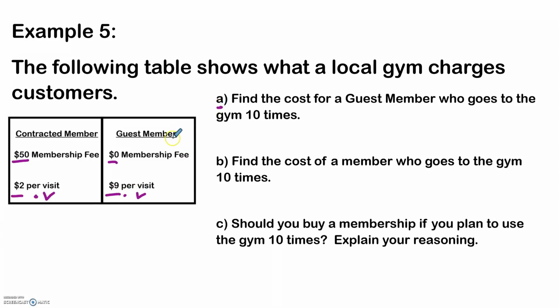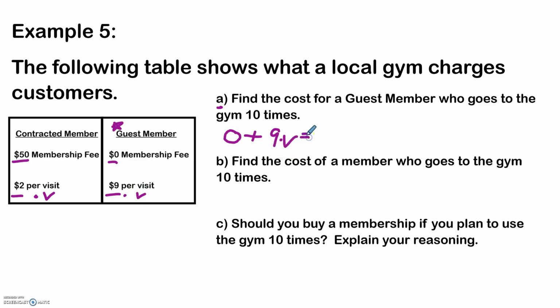So A wants us to find the cost of a guest member. So a guest member has $0 membership fee, and I know this is going to go by itself without multiplying because it only happens one time. I'm going to use multiplication if it happens more than one time. So I've got my 0 plus my $9 per visit. So we're going to have 9V to represent $9 per visit. When it happens one time, it's by itself as a constant. When it happens more than one time, it's multiplied by a variable.